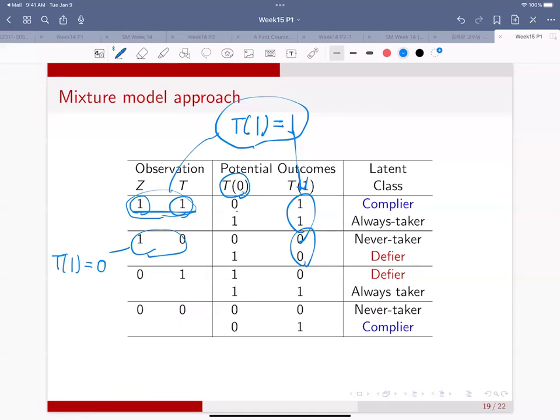So this is what you know for sure from the observation, and this is a possibility. Okay. And now the interesting part is that we assume that there's no defier. That means we can exclude this possibility.